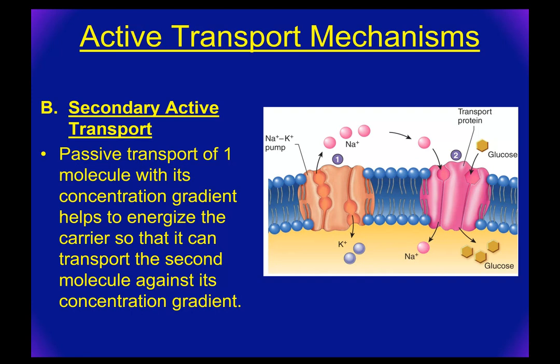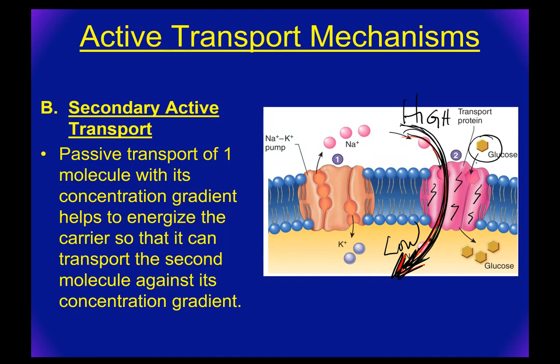So you're moving one thing with its concentration gradient. Let me get a better color. You're moving one thing with its concentration gradient. So it's high here and it's low here. And as you move this, think about that turbine on a windmill. This starts charging this up. Okay? Now that it's charged up, I can move something against its concentration gradient.